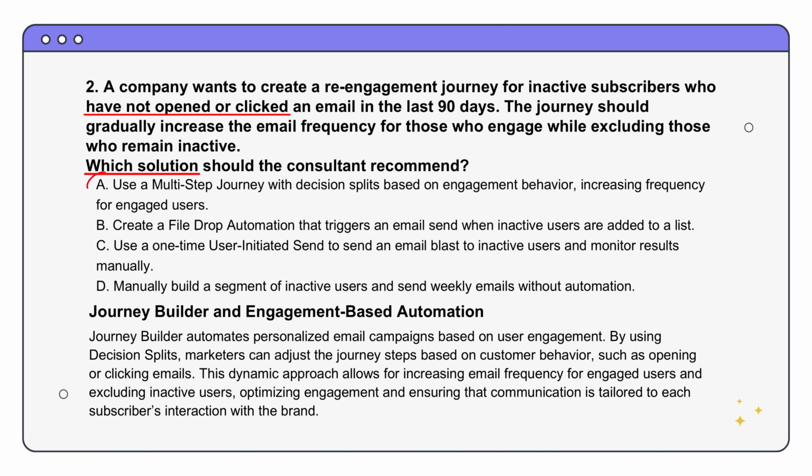Are they opening? Are they clicking? You're tracking their engagement dynamically. Exactly. And then by using decision splits within the journey, you can automatically adjust their path based on what they're doing. So if someone starts opening and clicking your emails again, you can slowly increase how often you send them emails. And on the other hand, those who stay silent, you can either slow down the emails or even remove them from your list altogether.